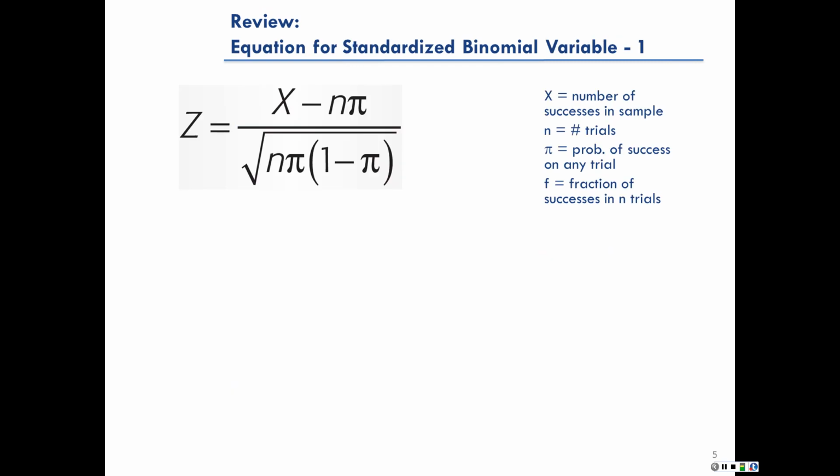Again, by way of review, the equation for a z-score for a standardized binomial variable, there are two different equations. In this equation, z is equal to, in the numerator, the number of successes in your sample, x, minus the number of trials in the sample multiplied by the probability of success on any given trial. And in the denominator, we have the square root of n multiplied by pi multiplied by 1 minus pi.